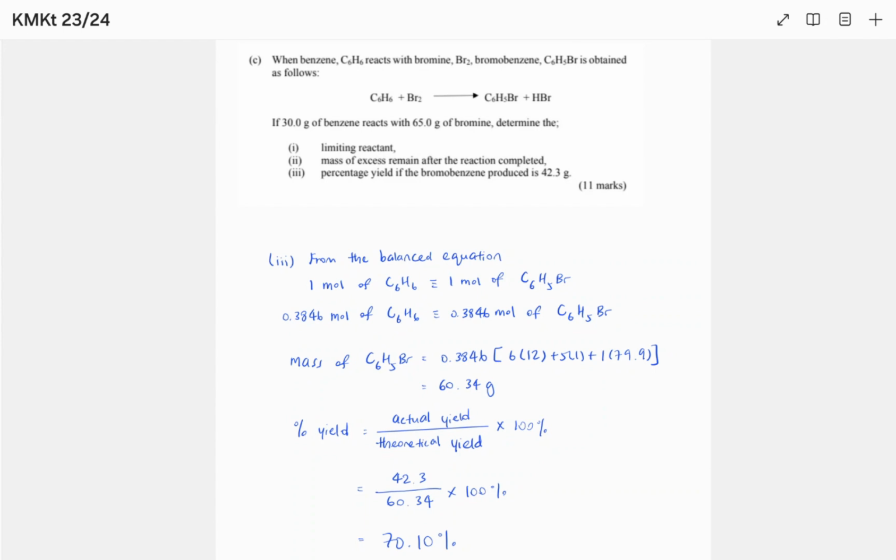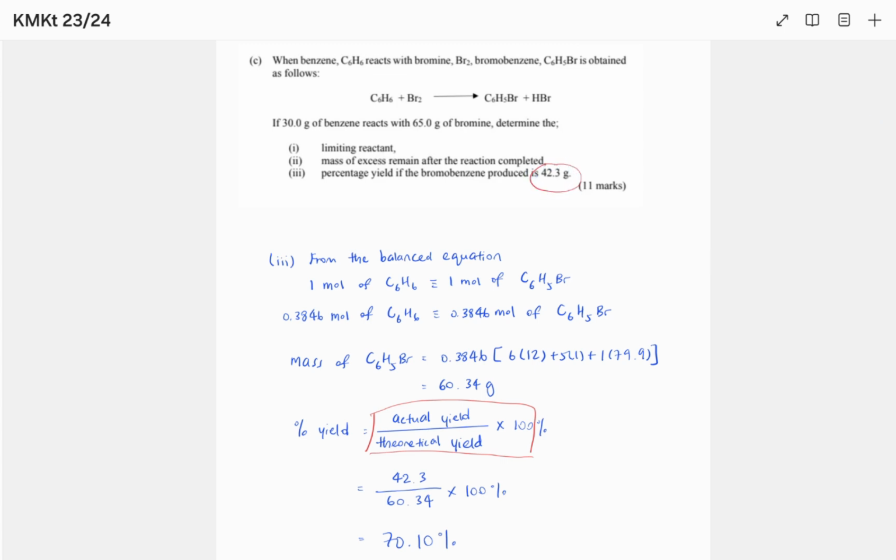For part 3, the question asks us to determine the percentage yield if the bromobenzene produced is 42.3 grams. So whenever the question asks us to find the percentage yield, we will apply the formula, which is actual yield divided by theoretical yield and then times 100%. So the actual yield is the experiment result. It is provided by the question, which is 42.3 grams.